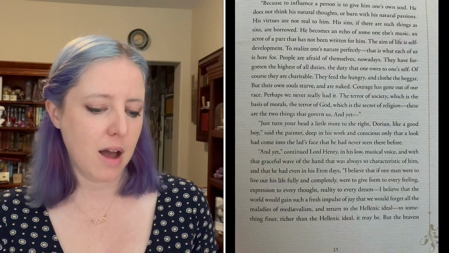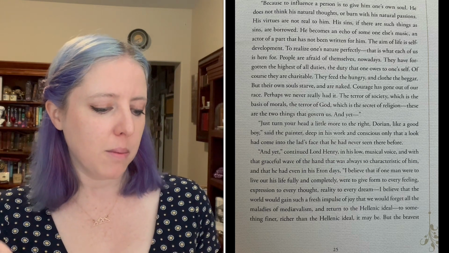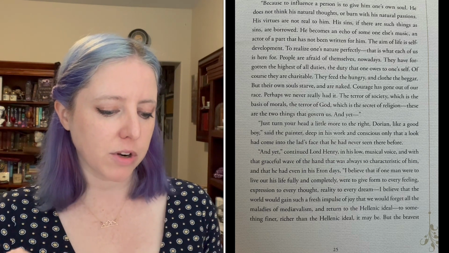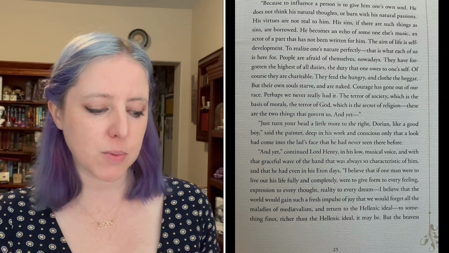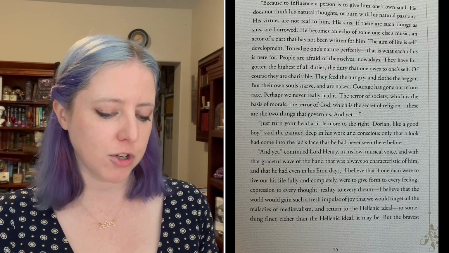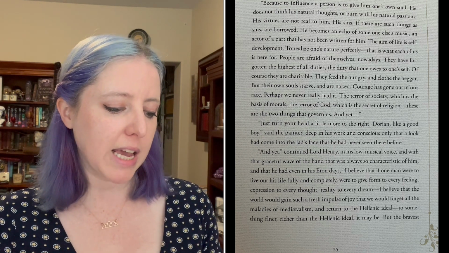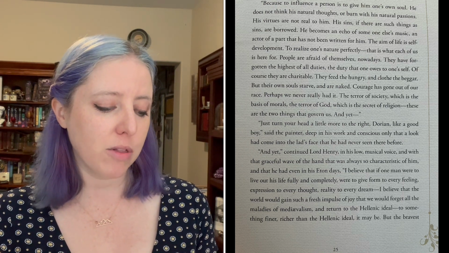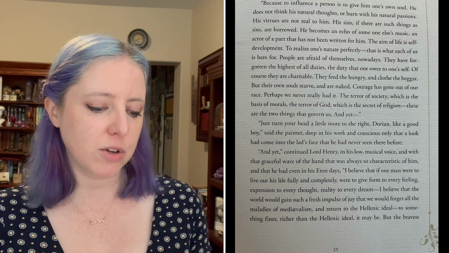I believe that if one man were to live out his life fully and completely, were to give form to every feeling, expression to every thought, reality to every dream, I believe that the world would gain such a fresh impulse of joy that we would forget all the maladies of medievalism and return to the Hellenic ideal. But the bravest man among us is afraid of himself.